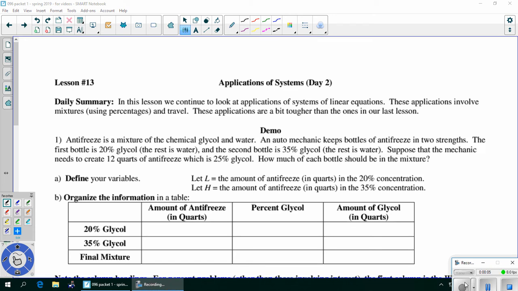Lesson number 13, Daily Summary. In this lesson, we continue to look at applications of systems of linear equations. These applications involve mixtures using percentages and travel. These applications are a bit tougher than the ones we did in our last lesson.